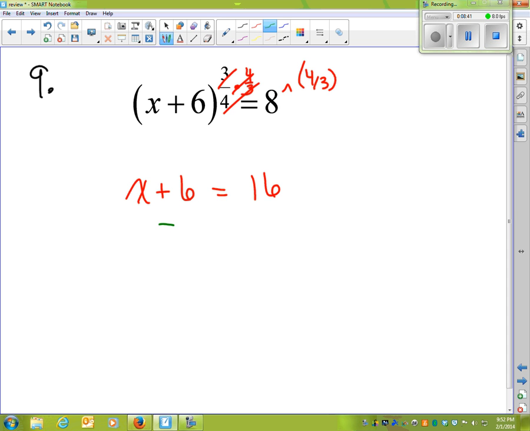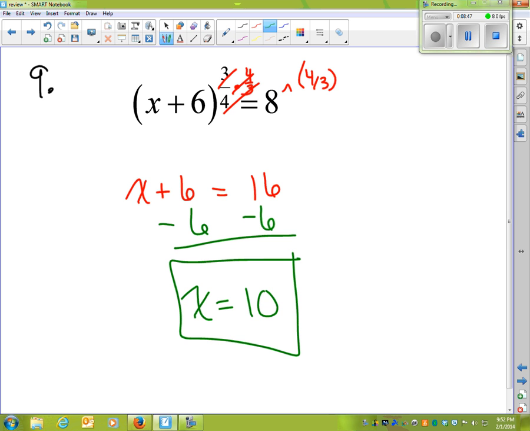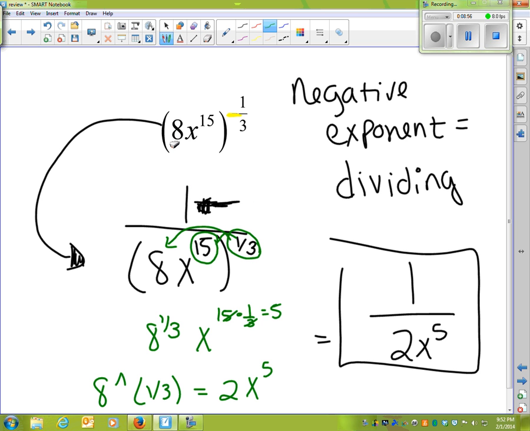Solve for x. Subtract the 6 from both sides. X equals 10. When there's an equation, your final answer has to say x equals something or y equals something. When it's an expression, no equal sign, you should not have an equal sign in your answer.